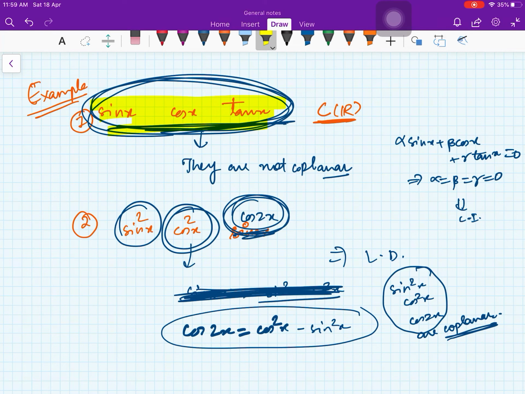Similarly, if you have two vectors, if they are linearly independent, we say that they are not collinear. If they are linearly dependent, we say that they are collinear.